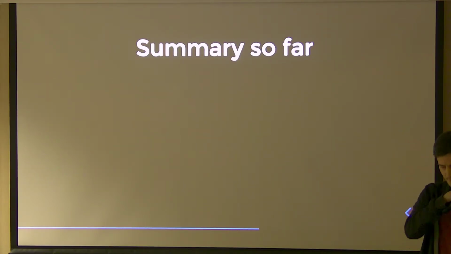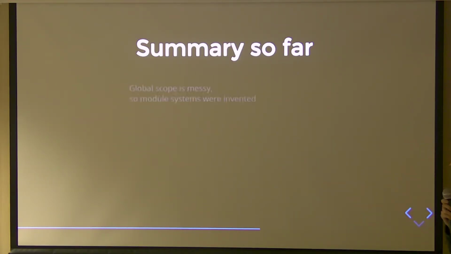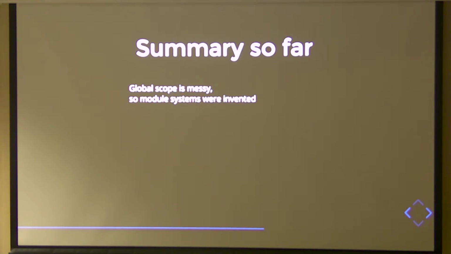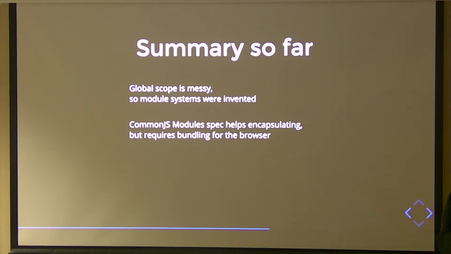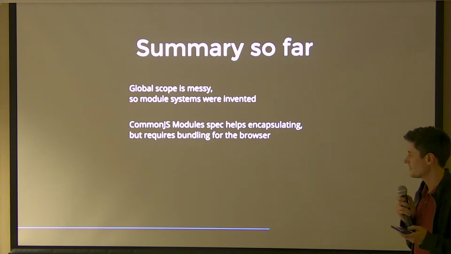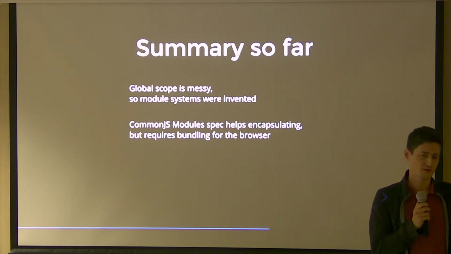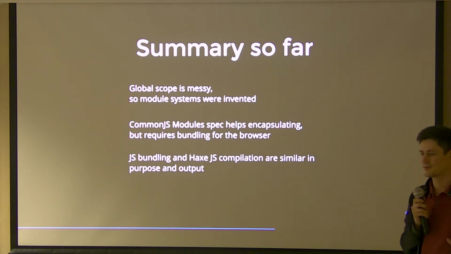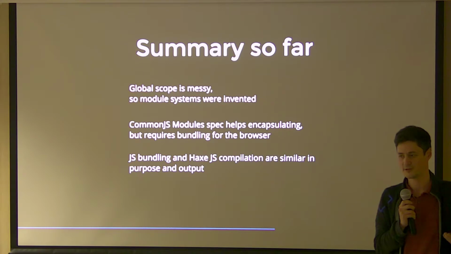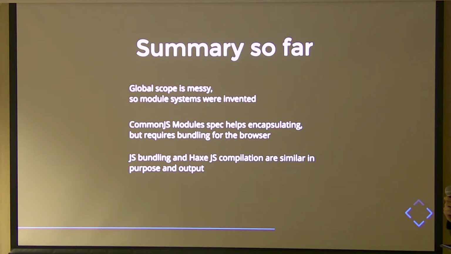So far, global scope is messy, so the module systems were invented. For that, we need to bundle them, and the CommonJS module specs allow us to do that automatically and formally. We need some transformations for the browser. And this transformation is pretty much the same thing as what the Haxe compiler does. We're doing bundling of Haxe code.